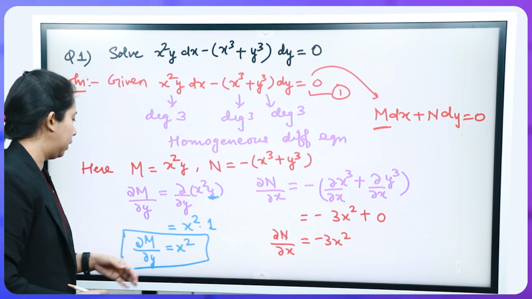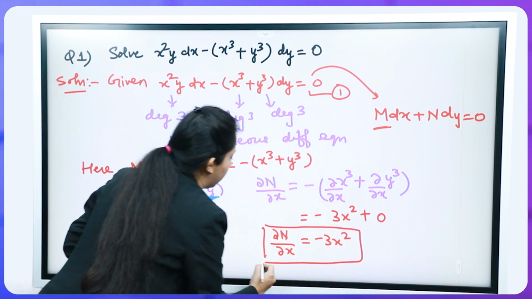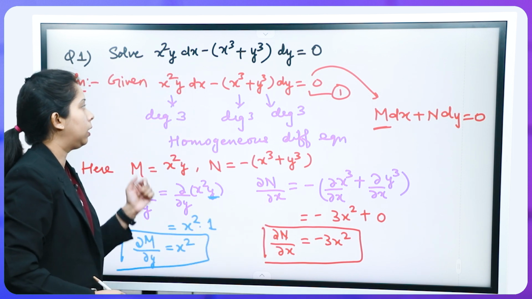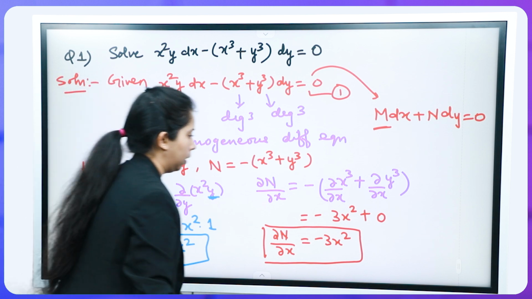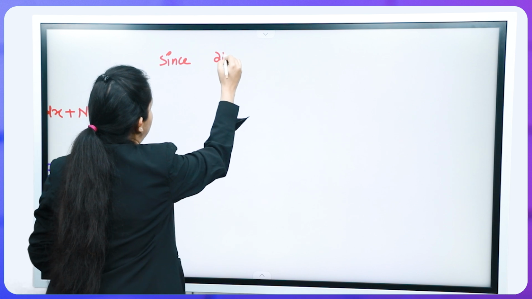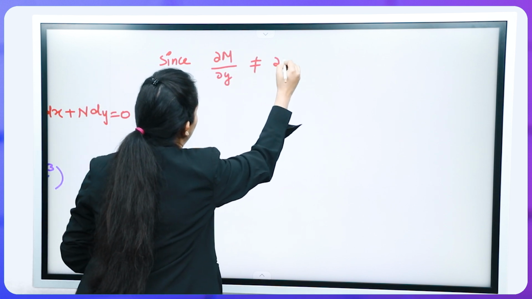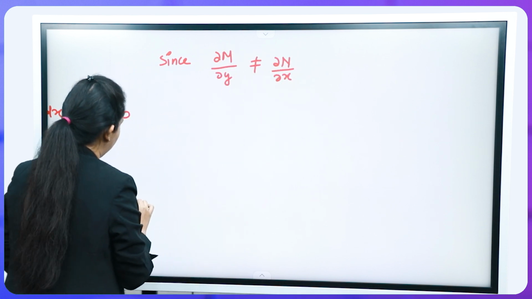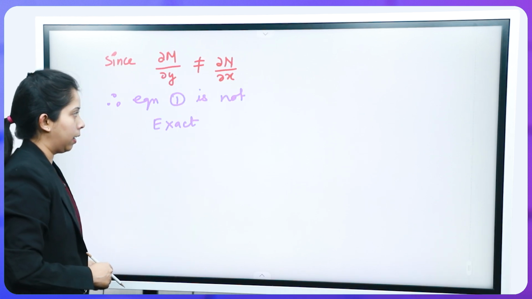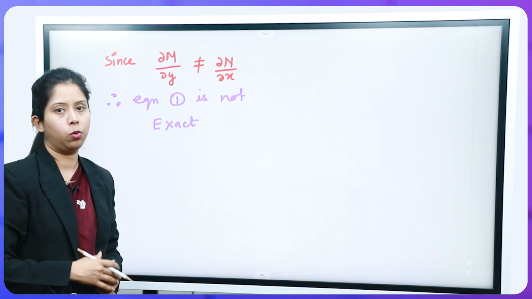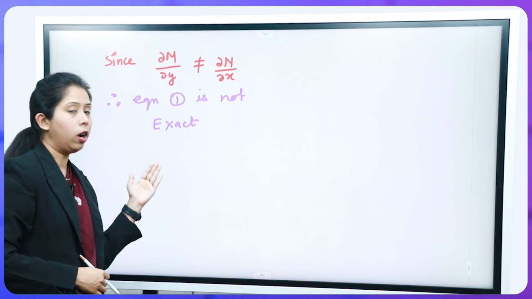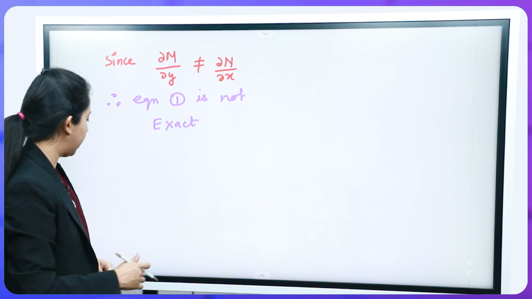Now you can clearly see that the values of the derivatives ∂M/∂y and ∂N/∂x are not the same, they are not equal. Therefore this implies that equation 1 is not exact. Since ∂M/∂y is not equal to ∂N/∂x, therefore equation 1 is not exact. Now we have various rules to find the integrating factor, which in turn can make this not exact differential equation into an exact differential equation.